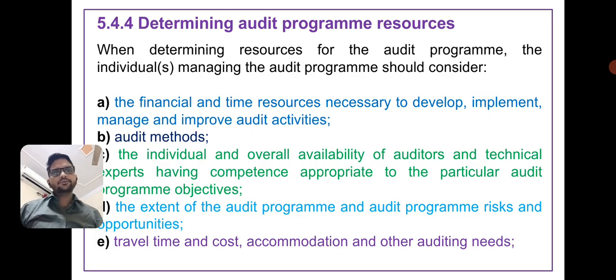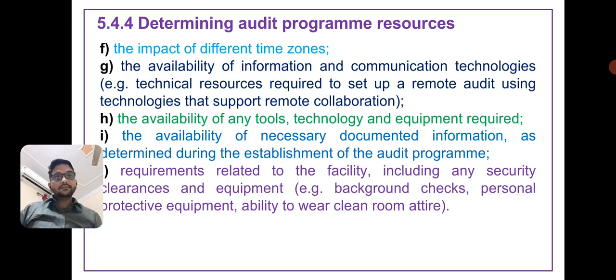When determining resources for the audit program, the individual managing the audit program should consider the financial resources and time resources, audit methods, individual and overall availability of auditors and technical experts, extent of the audit program risk and opportunity, travel time, cost, accommodations and other auditing needs. Next is the impact of different time zones, availability of information and communication technology, and the availability of any tool, technology, equipment, availability of necessary documented information, and requirements related to facility, including any security clearance or equipment.